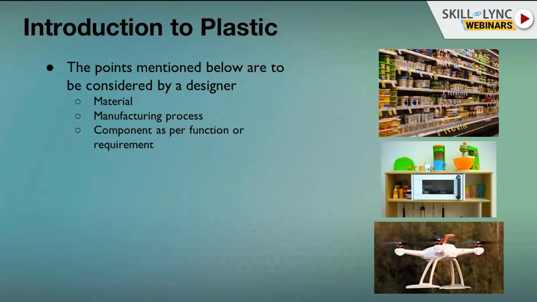So in order to design the plastic part, the first thing is the material. It is very important to know from which material the part needs to be manufactured, since it should fulfill our requirement. For example, if you are planning to design a gear, it should be able to withstand the mechanical stresses. So we should be able to identify which material we need to use.